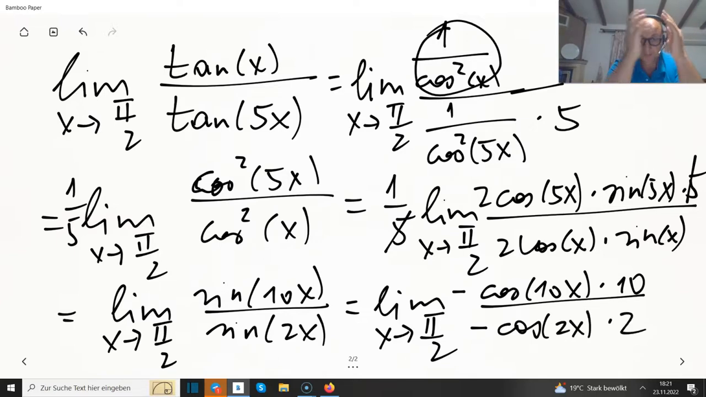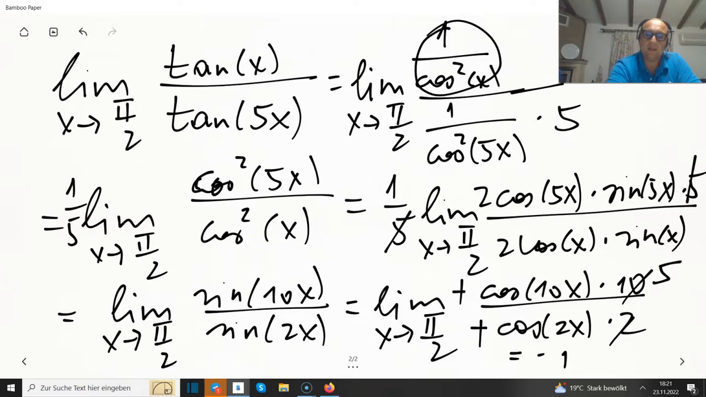What do we have now? If I put pi divided by 2 in the denominator, I'll multiply times 2 now. So this is the cosine, so minus minus gives me plus, of course. That gives me 5. And now, this is cosine of pi. Cosine of pi is minus 1. This is cosine of 5 pi.